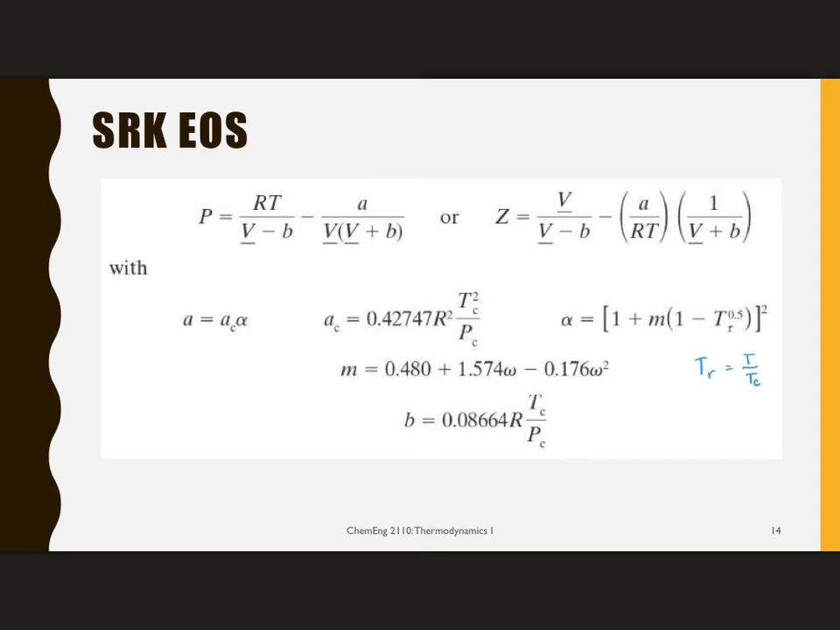B is 0.08664 R times Tc divided by Pc. So you see here that what we need is the critical temperature and pressure, we need the gas constant, and we need that Pitzer acentric factor. Fortunately, those are all things that we can find in data books.